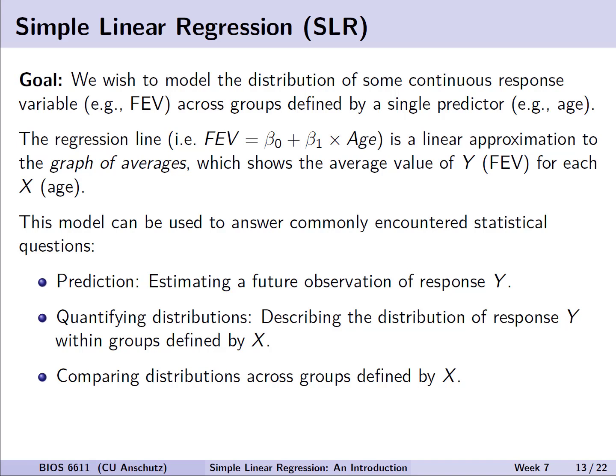To do so, we'll identify a regression line, or in other words, something along the lines of FEV equals what we're calling beta naught plus beta 1 times age. And this will be a linear approximation to the graph of averages we saw on the previous slide. This regression model then can be used to answer some commonly encountered statistical questions relating to prediction, quantifying a distribution, or comparing distributions across groups. And each one will have its own considerations as we're accounting for a predictive or a descriptive approach.